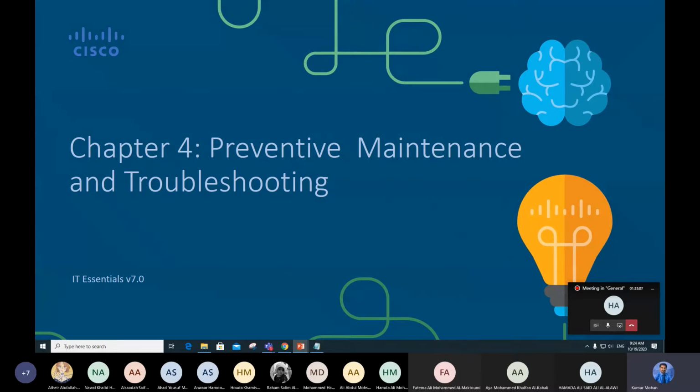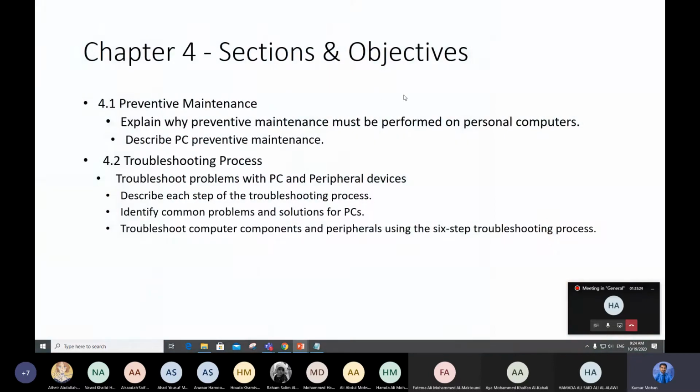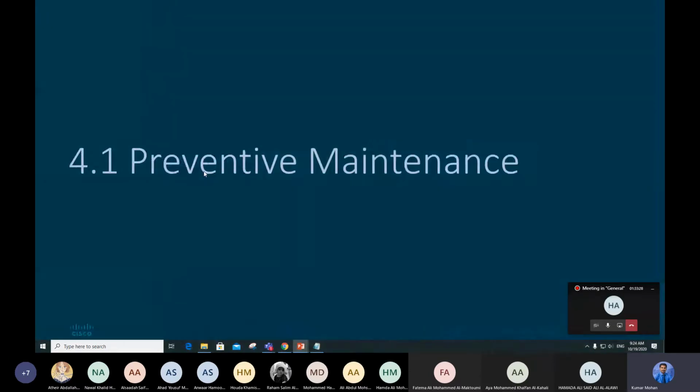Troubleshooting means if there is any problem with your computer or your hardware, you have to troubleshoot. You have to find out what the problem is and what the solution is. That is called troubleshooting. Trouble means problem, shooting means you overcome the problem. So that's all about your chapter 4: preventive maintenance and the troubleshooting process.